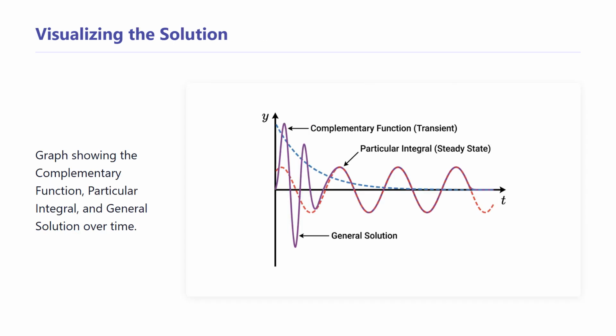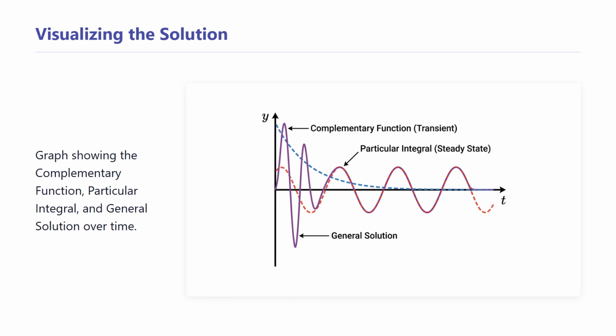To truly grasp what we just calculated, let us look at this graph, visualizing the solution over time. The horizontal axis is time, and the vertical axis is the position of the system. Notice the dashed blue line. This is the complementary function, or the transient response. It oscillates wildly at first, but eventually decays toward zero.